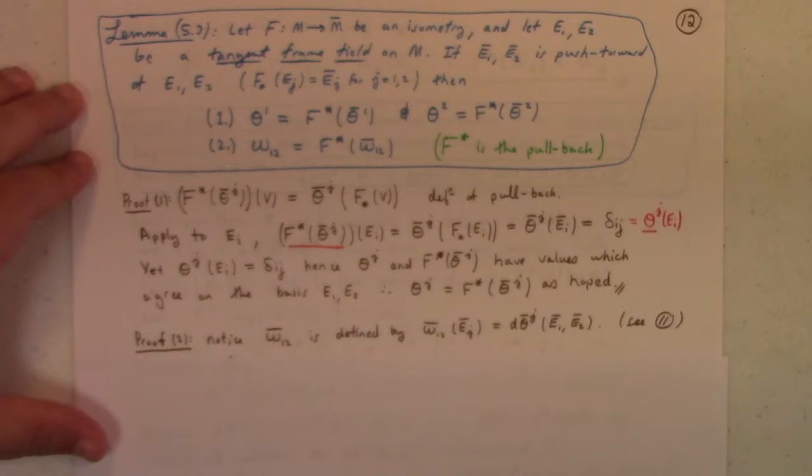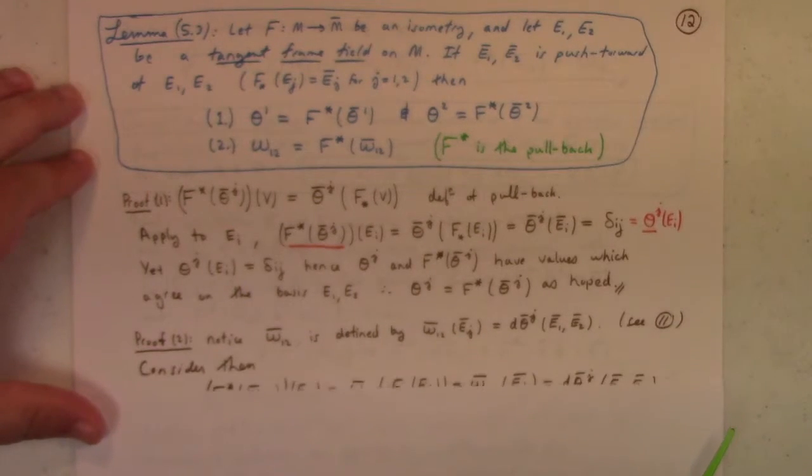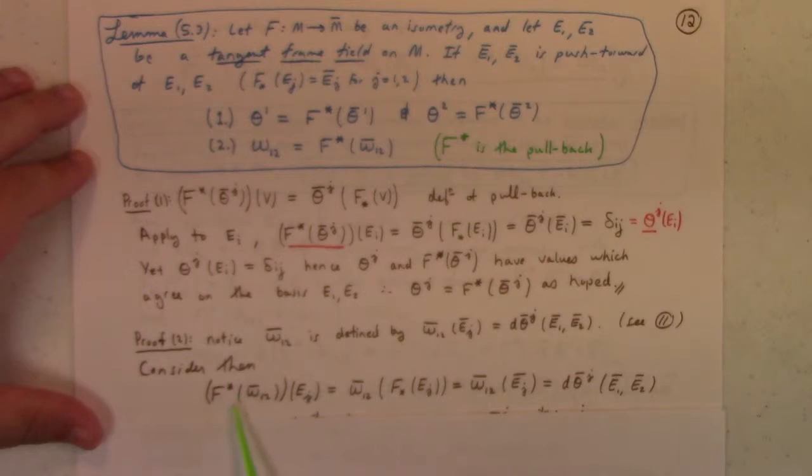Which is one. So to prove two, you need to remember that we just defined the 1-2 connection form by this lovely formula here for J equals 1 and 2. So to do it in the barred surface, we just put bars on. And likewise, we can consider the pullback of omega 1 2 bar acting on EJ. Well, that would be by definition omega 1 2 bar of the push forward of EJ, which would be omega 1 2 bar acting on E bar J, which, by definition of the 1 2 form, would be d theta bar J acting on the pair E bar 1, E bar 2.